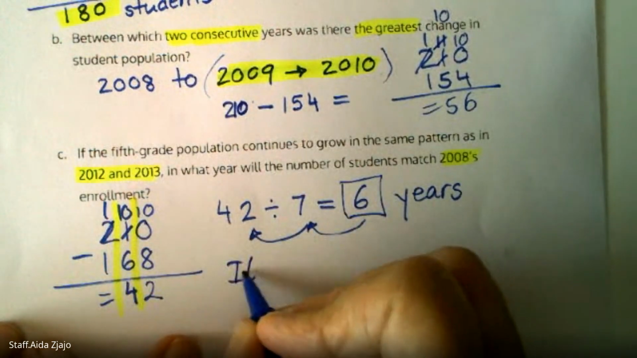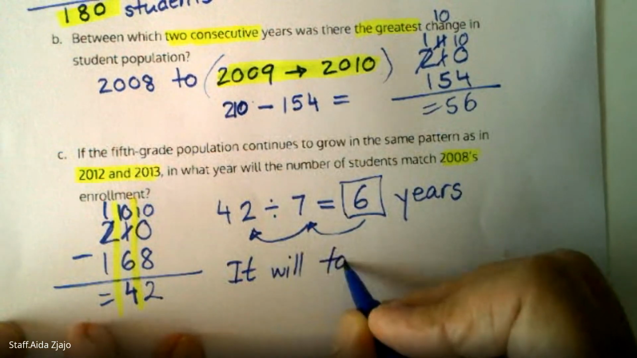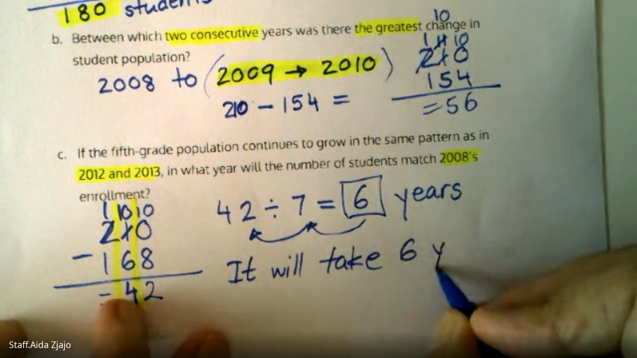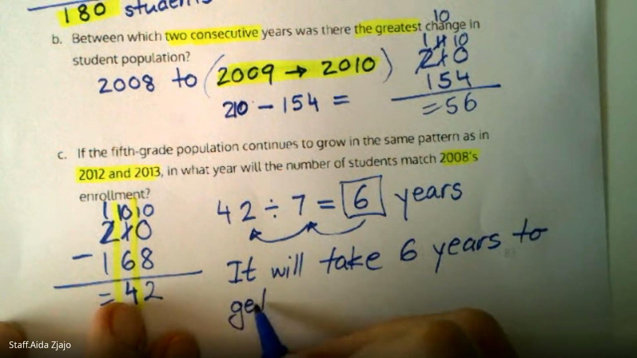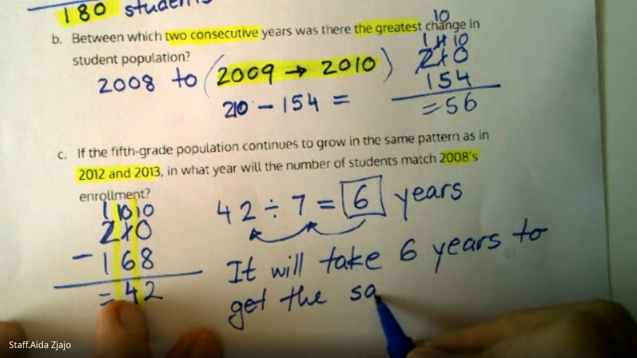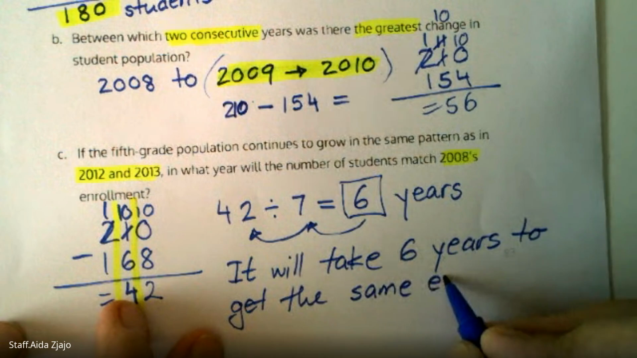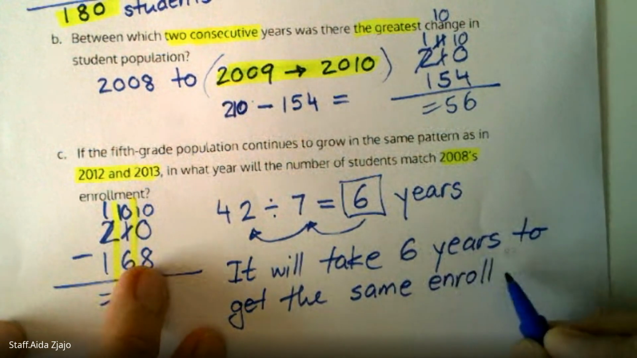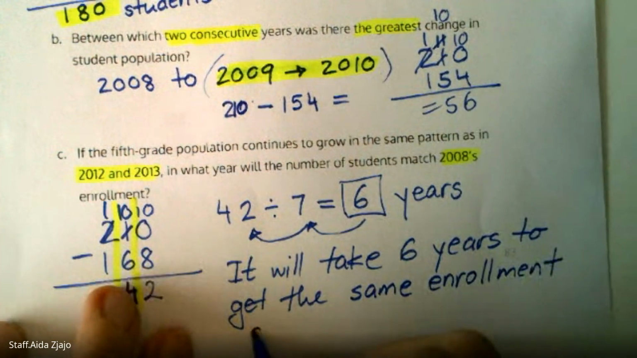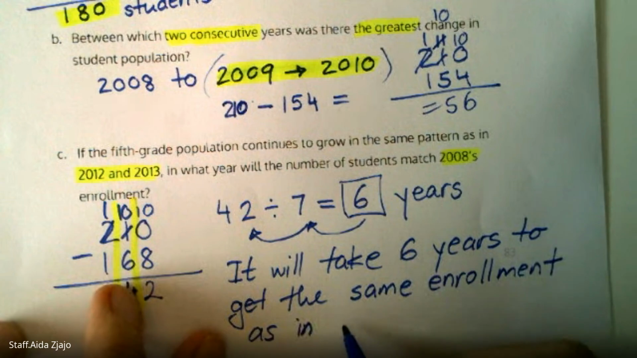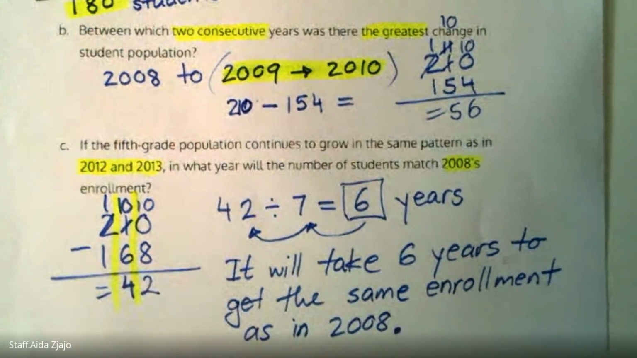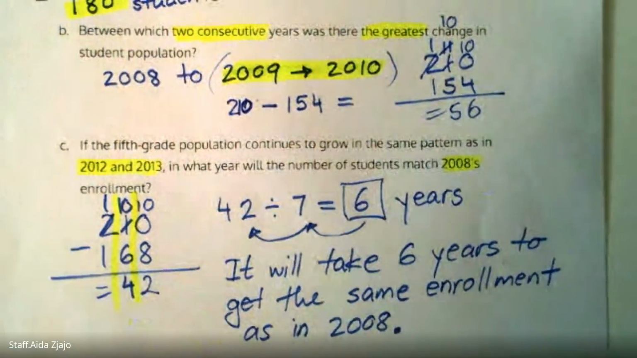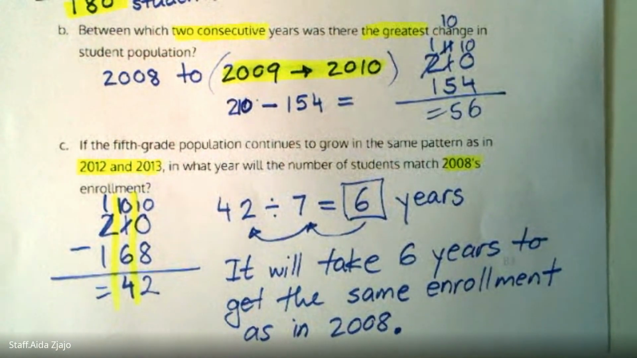Okay, it will take 6 years to get the same enrollment as in 2008. Okay, that was a long thing. So I hope that you understand some of it.